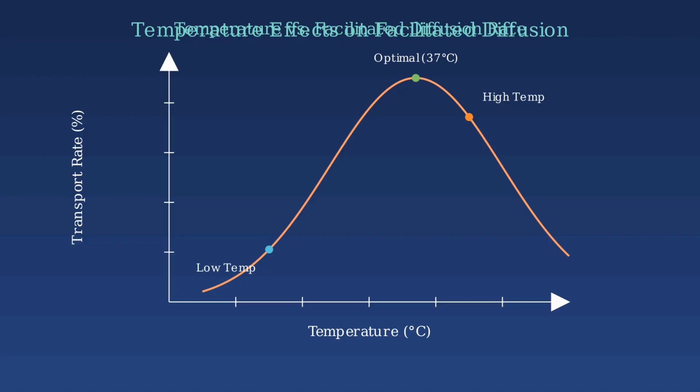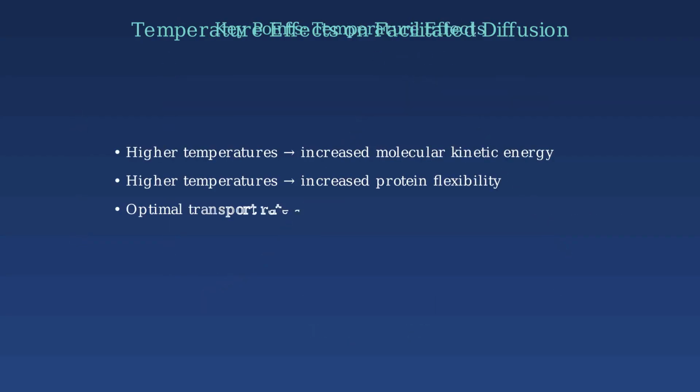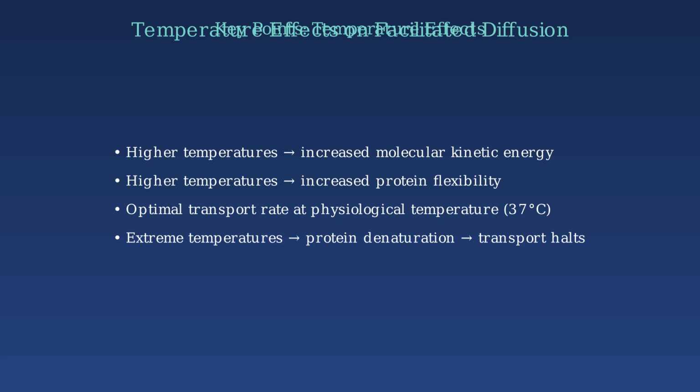As temperature increases above the optimum, the rate initially increases, but then begins to decline as proteins start to destabilize. At extreme temperatures, protein denaturation occurs, causing facilitated diffusion to essentially stop. To summarize, temperature affects facilitated diffusion in multiple ways. Higher temperatures increase molecular movement and make transport proteins more flexible, both of which enhance diffusion rates. However, extreme temperatures denature proteins and stop the transport process completely.